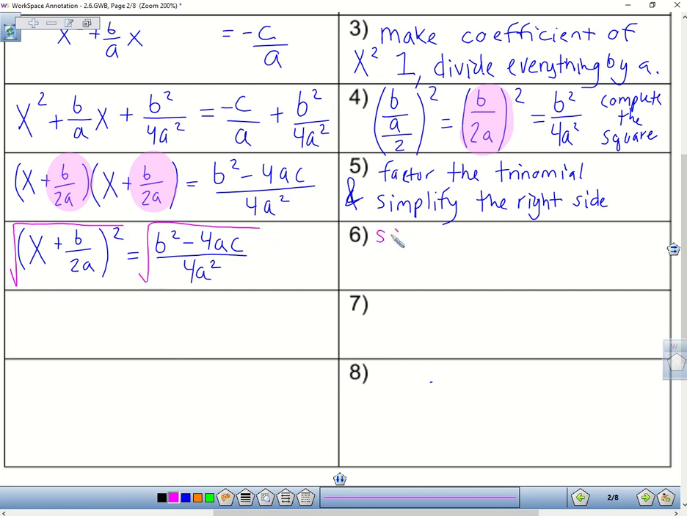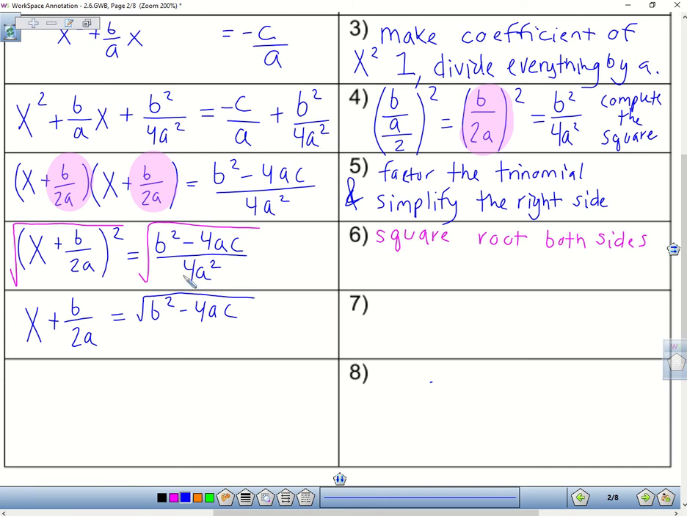So we have to square root both sides. And when I take the square root of anything to the second power, what happens? Yeah, they cancel out and we're left with x plus b over 2a equals. Now over here, I can't take the square root of the numerator. There's nothing I can do with that, so I'm just going to leave it under a square root.